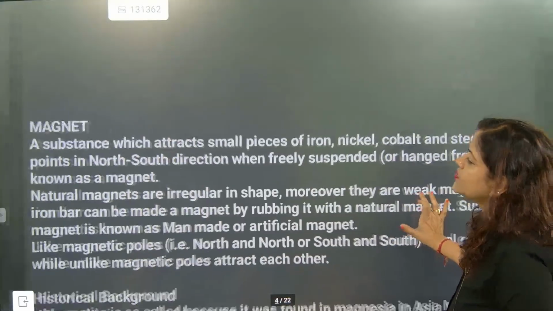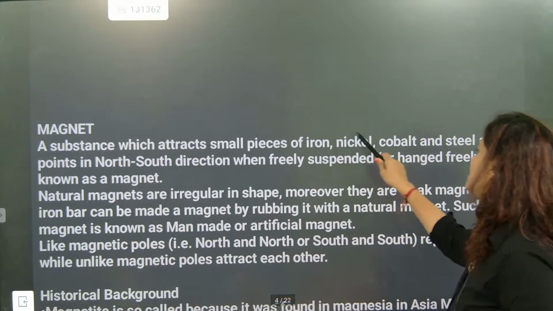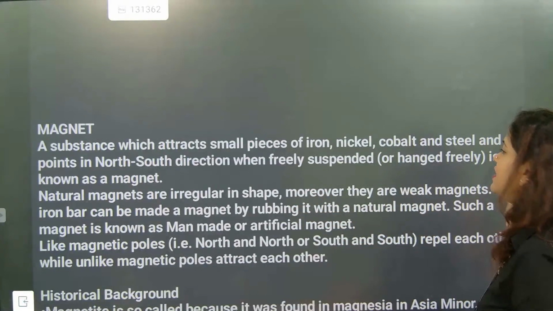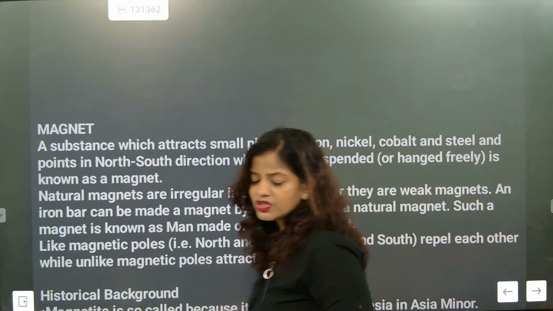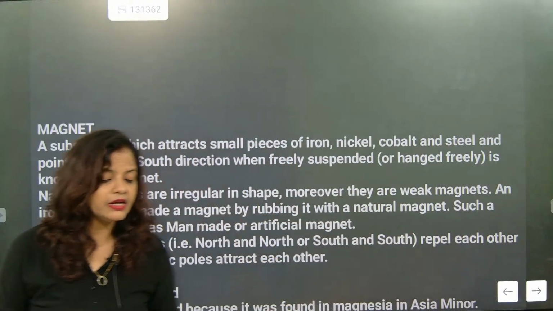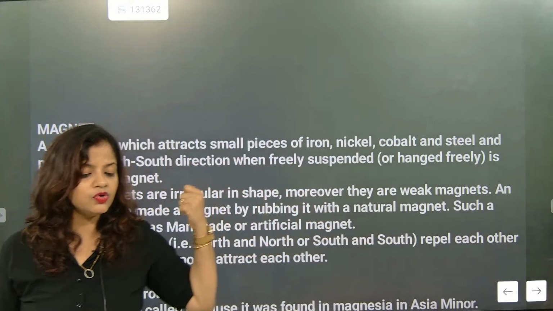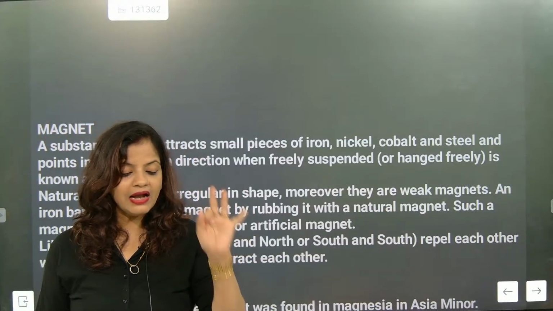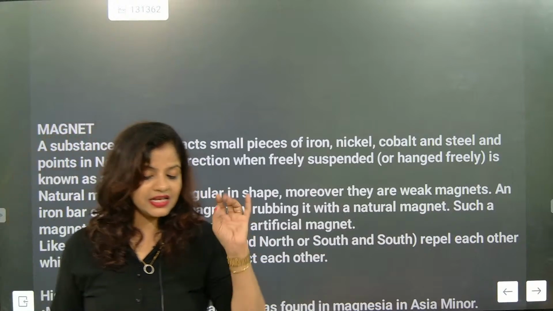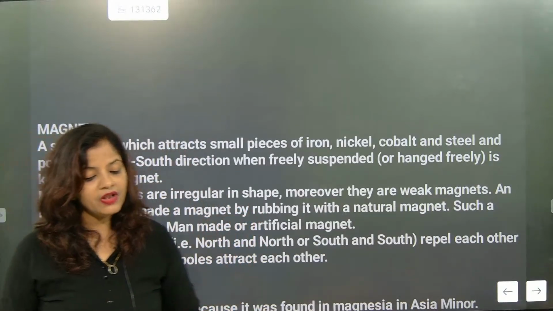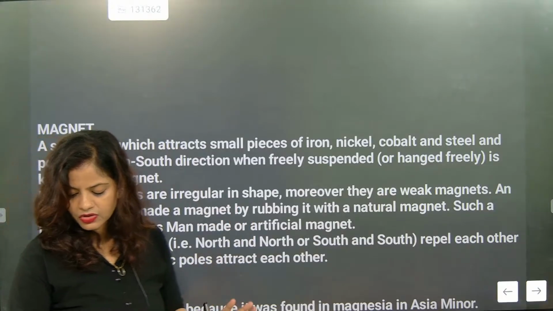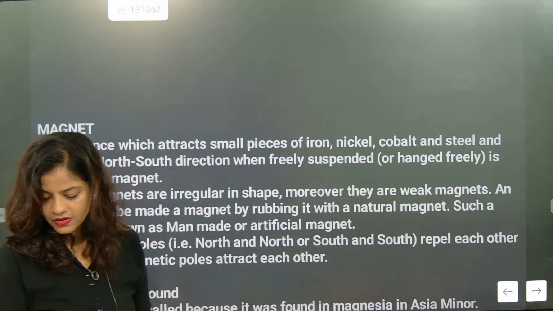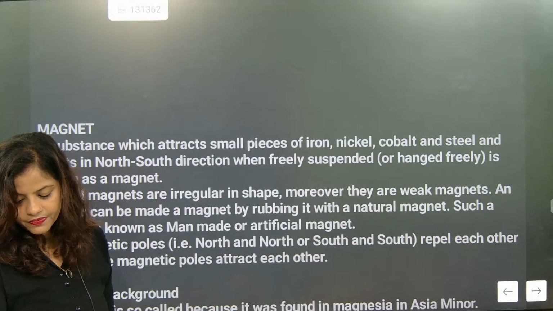A substance which attracts small pieces of iron, nickel, cobalt and steel and points in the north-south direction when freely suspended is known as a magnet. Which elements get attracted towards a magnet? Iron, nickel, cobalt, steel. They will get attracted. I hope you understood till here.